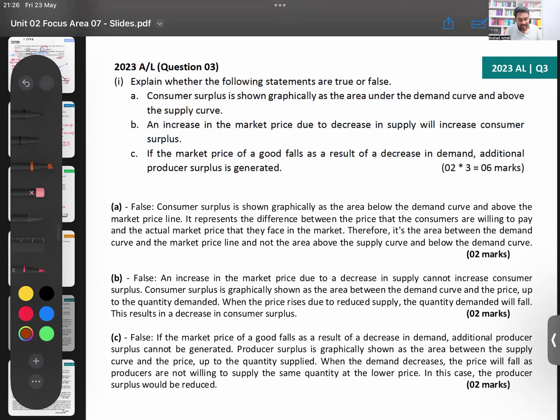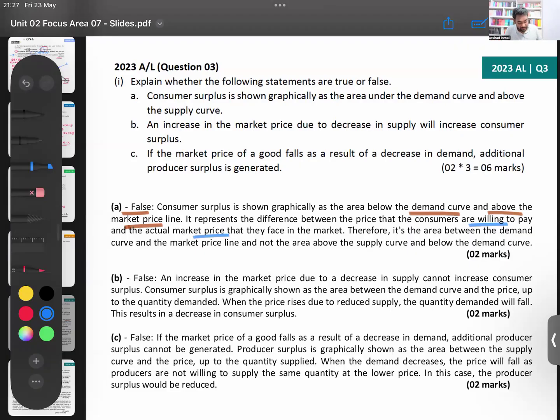First one is saying consumer surplus is shown graphically as the area under the demand curve and above the supply curve. No, under the demand curve, but above the equilibrium price, not above the supply curve. So you will say false, and now you are explaining: consumer surplus is graphically the area below the demand curve and above the market price line, that is the equilibrium price line. So it represents the difference between the price that the consumers are willing to pay and the actual market price, as under the definition for consumer surplus in the previous one.